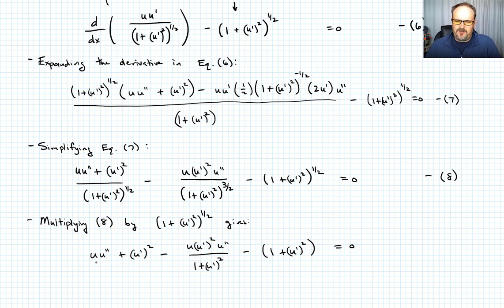Okay, and what we can see from here is that I have a positive u prime, the quantity squared here, and then if I distribute this negative out, I have a negative u prime, the quantity squared there, so this term and this term cancel out, and I'm left with u double prime minus u times u prime, the quantity squared, times u double prime, divided by 1 plus u prime, the quantity squared, minus 1 equals 0. Let's call that equation 9.